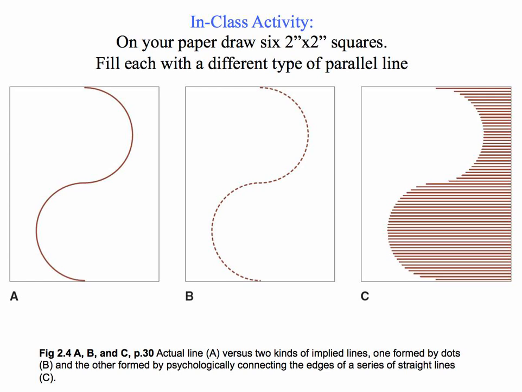So, as an in-class activity, take out a piece of paper, draw 6 roughly 2-inch by 2-inch squares, and fill each one with a different type of parallel line pattern. I'm going to keep going, so go ahead and pause the video while you do that.